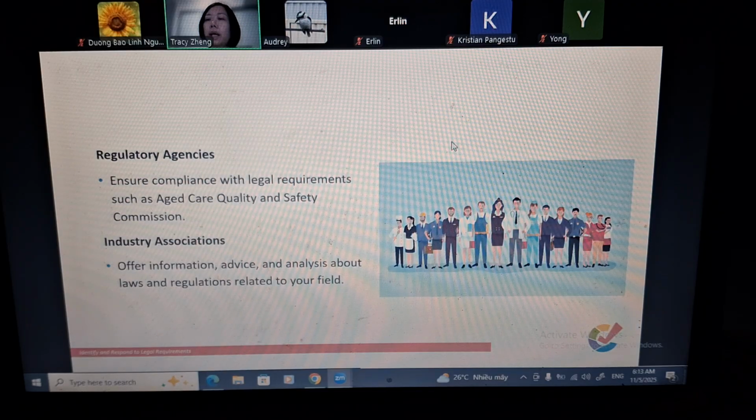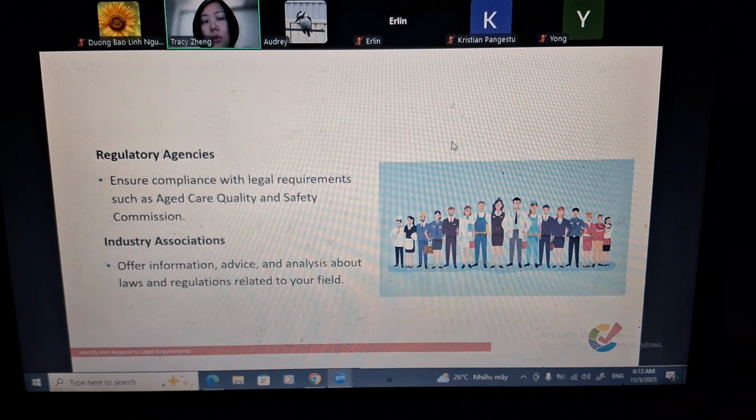And also we can get a lot of information from the regulatory agency, such as the Aged Care Quality and Safety Commission, right? They are the regulator, following the Aged Care Act, and they regulate and make sure we are compliant with all of those legal requirements. They are also the group of people coming to your aged care facility to do the site audits for your organization and facility, right?